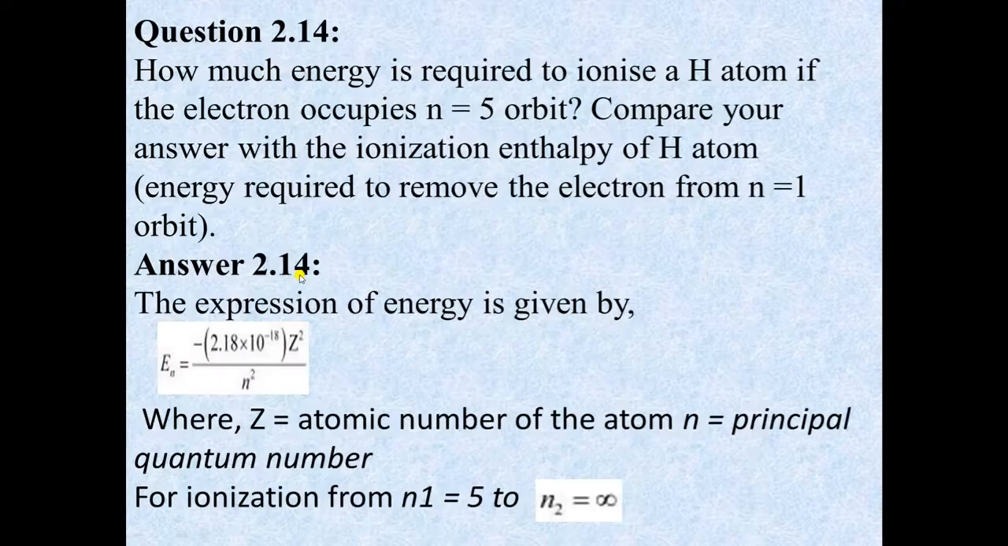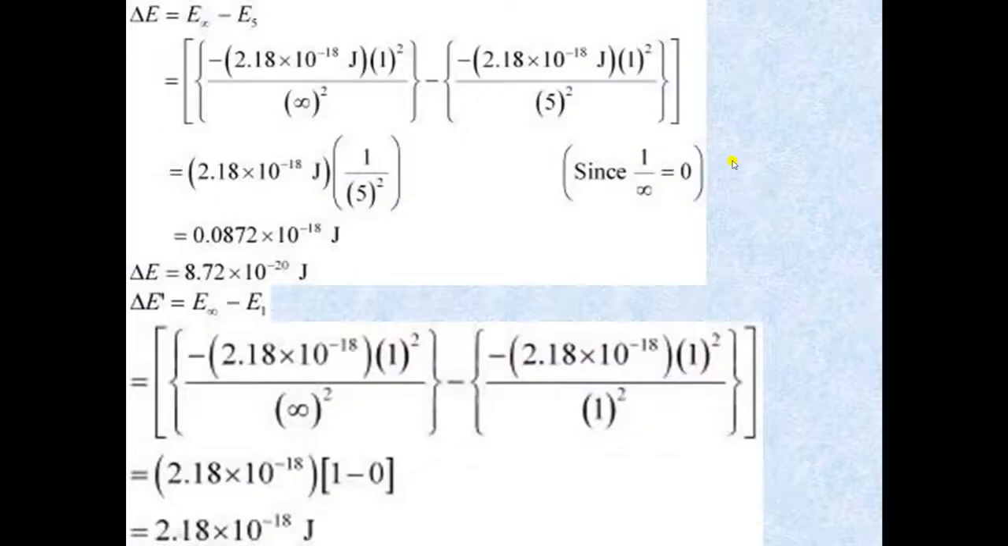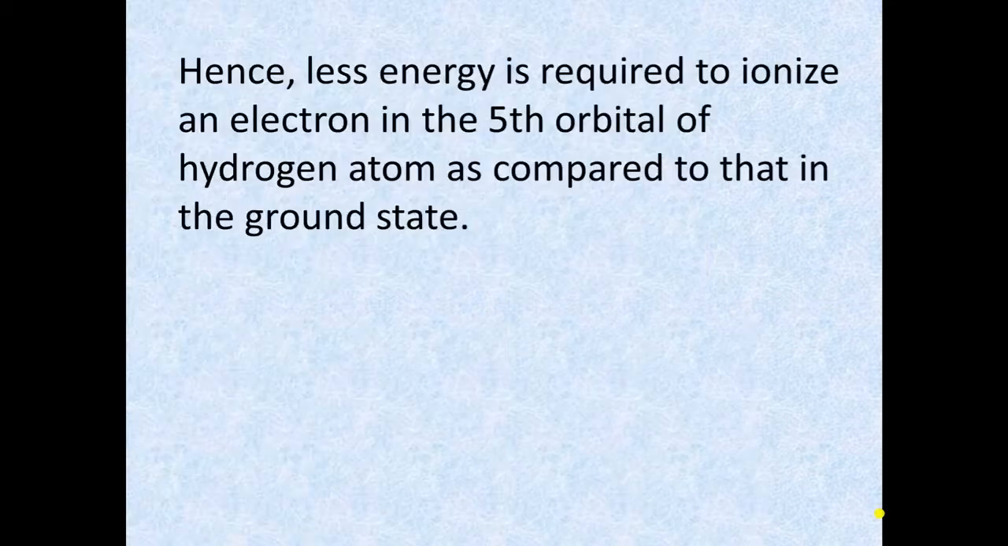Now, in the second part of the question, compare your answer with the ionization enthalpy of hydrogen atom. When we remove one electron from the hydrogen atom from the first orbit, it will go to infinite distance. So here we will write delta E dash is equal to E infinity minus E1. Here the value of n is infinity and here the value of n is 1. Solving this, it comes equal to 2.18 × 10^-18. So now we have to compare these two values. Less energy is required to ionize an electron in the 5th orbital compared to that in the ground state.